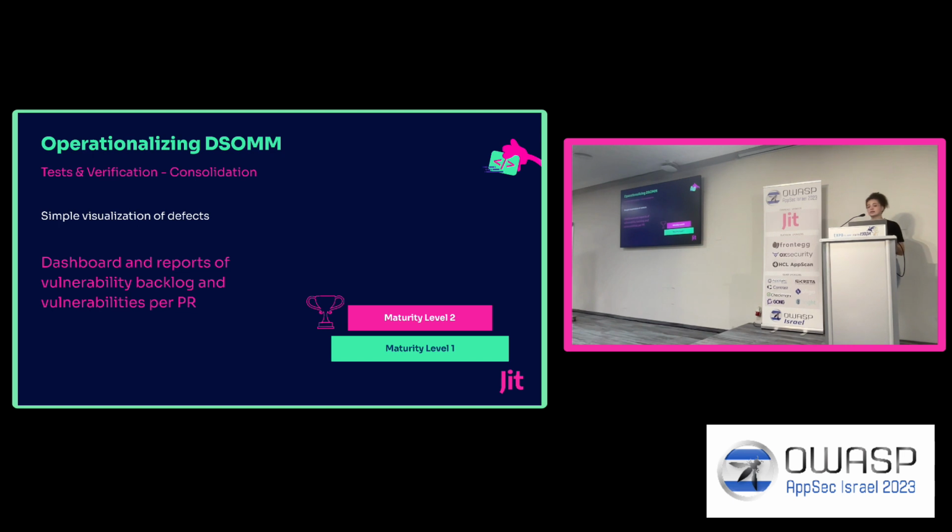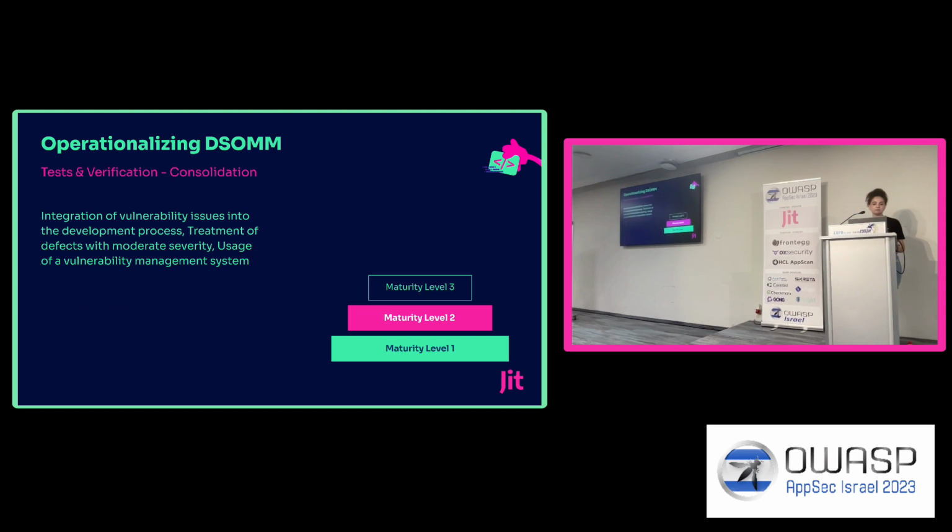For maturity level 2, it's a simple visualization of defects. For this one, we just need to have a dashboard and reports of vulnerabilities backlog, and we need to have vulnerabilities per PR. Maturity level 3 is integration of vulnerability issues into the development process. We need to have treatment of defects with moderate severity, and we need to use a vulnerability management system. Again, we see the shifting left here, right? The DevSecOps, we see it because we need to integrate those vulnerabilities into the development process.